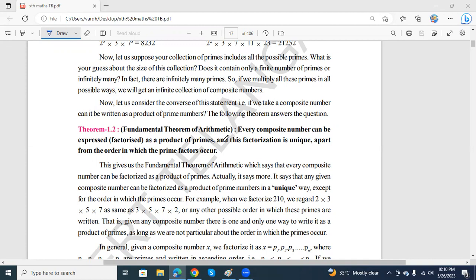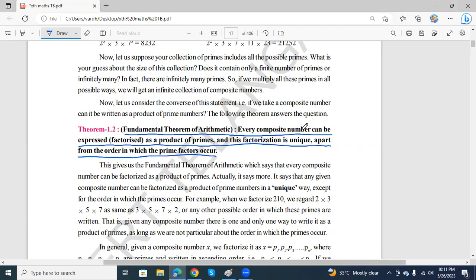What is it saying? The statement is important. There is no proof required for this theorem. Understanding this statement and the application of this statement is important. Every composite number can be expressed, meaning factorized, as a product of primes, and this factorization is unique, apart from the order in which the prime factors occur. I suggest everyone understand and underline this in your textbook. Okay, they have already given it in bold, but this is very important.